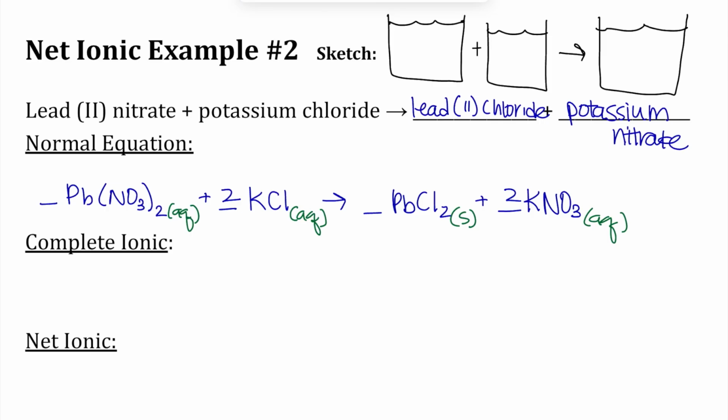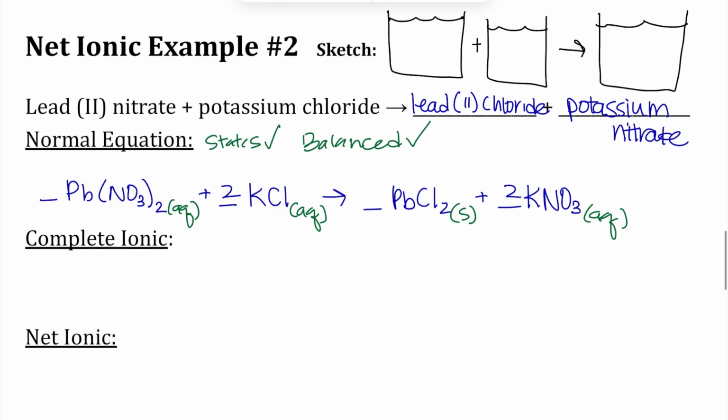So we have our balanced reaction, we have our states of matter, and so now we are able to move on and write our complete ionic equation. This one is a little different because now we have coefficients. I have multiple of things in my compounds, and so we are going to have to deal with a couple of things. First, we've got our lead nitrate. This is aqueous, so it's going to break up into ions.